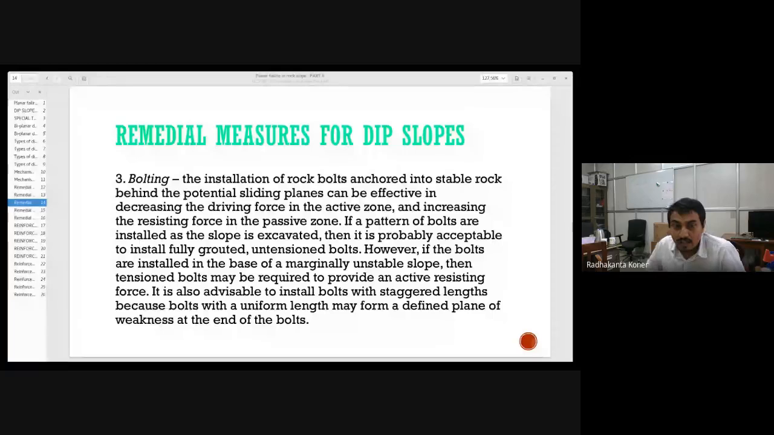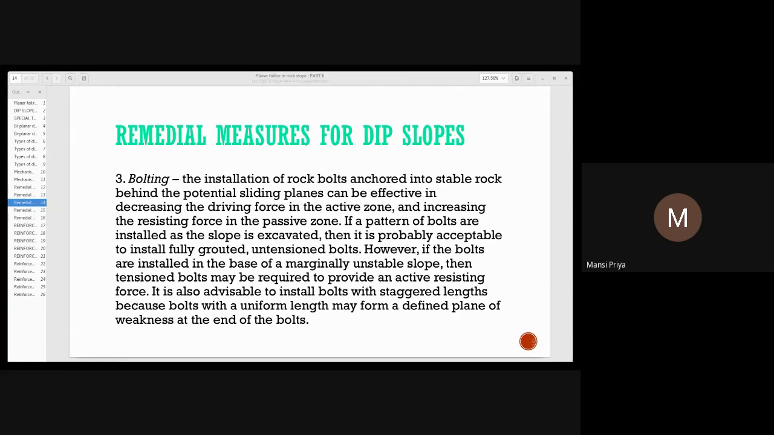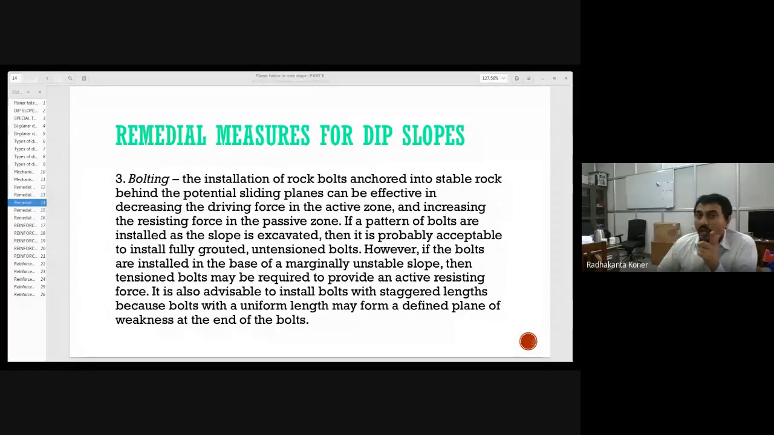Yes, Ansi? Yes, sir. We are going to avoid further deterioration in the slope face, because if the rock bolt is installed with this kind of orientation, it actually develops a new weakness plane that we should not allow to occur.